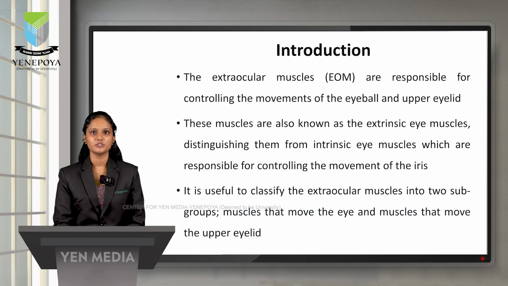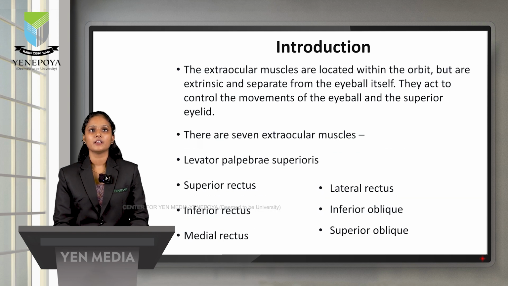These muscles are also known as extrinsic eye muscles, distinguishing them from intrinsic eye muscles, which are responsible for controlling the movement of the iris. It is useful to classify the extraocular muscles into two subgroups: the muscles that move the eyeball and the muscles that move the upper eyelid. The extraocular muscles are located within the orbit but are extrinsic and separate from the eyeball itself. They act to control the movements of the eyeball and the superior eyelid.